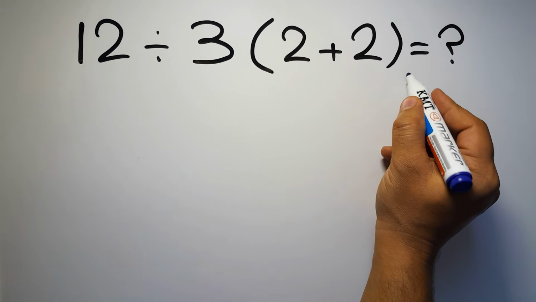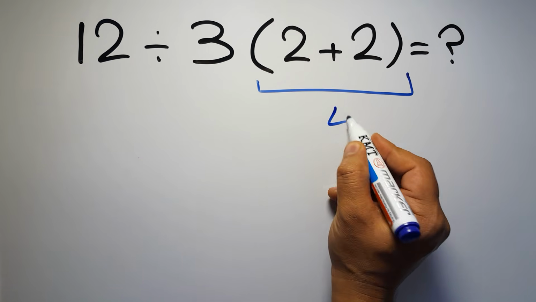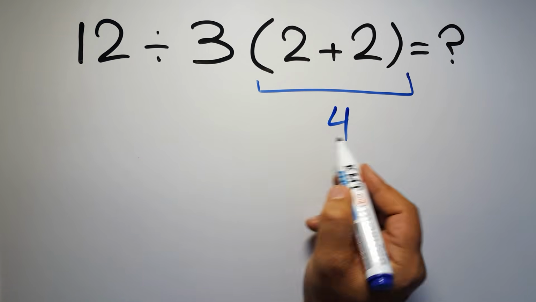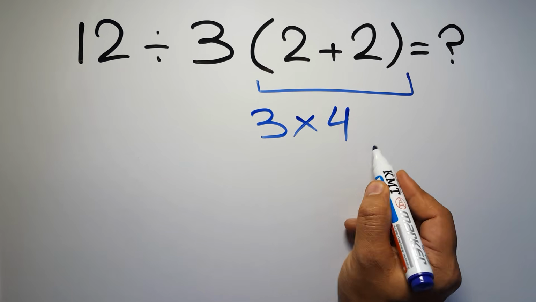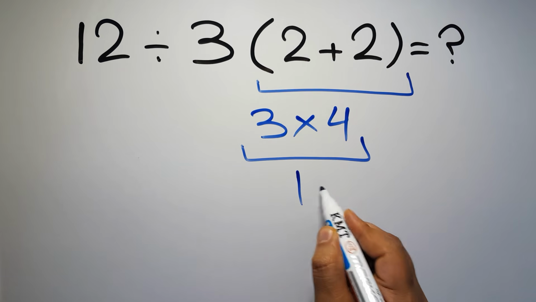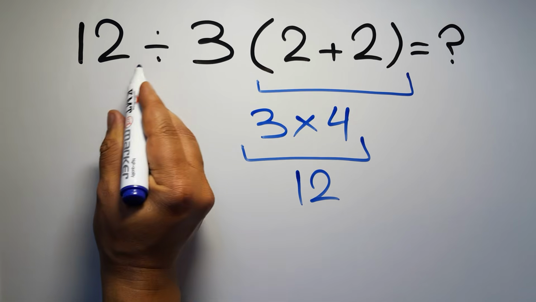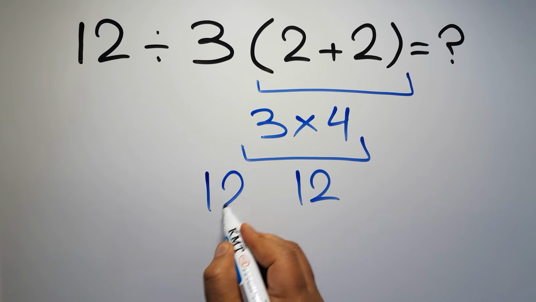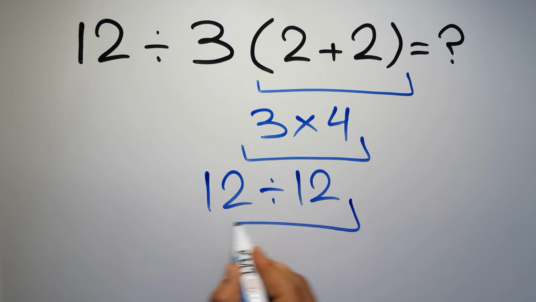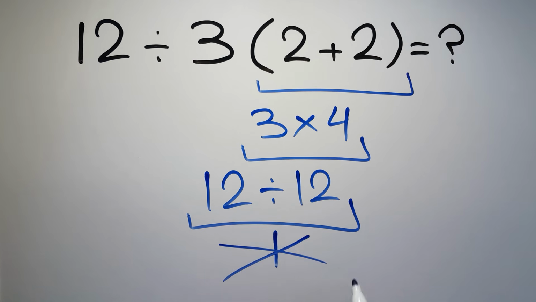2 plus 2 gives us 4. And 3 times 4 equals 12. So 12 divided by 12 gives us 1. But this answer is not correct.